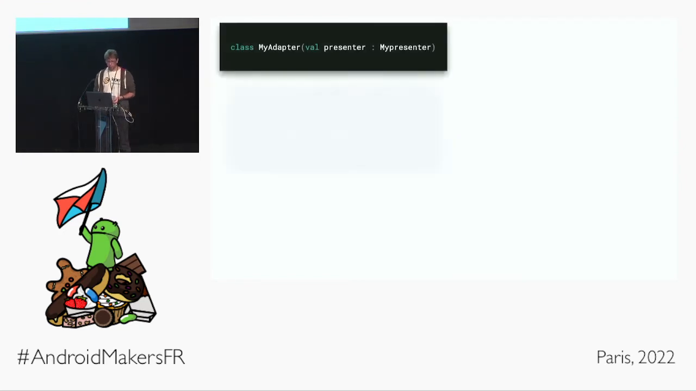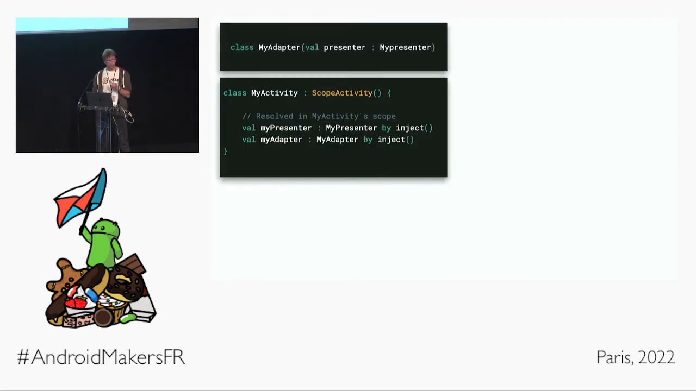If we really want to work with a scope, that means that in this example, we have a presenter dealing with the adapter, and we also want the same instance in my adapter classes and in my activity. That means we really want to deal with this class and have the same instance.